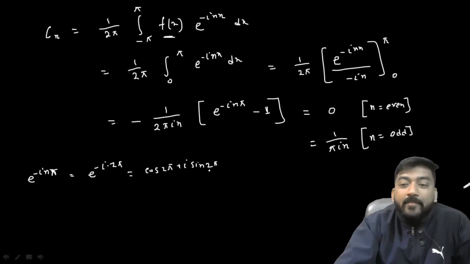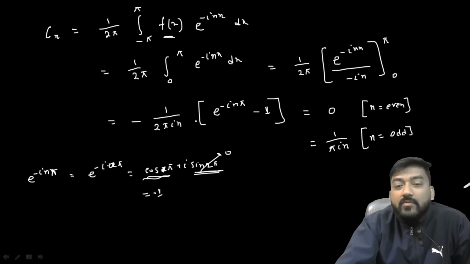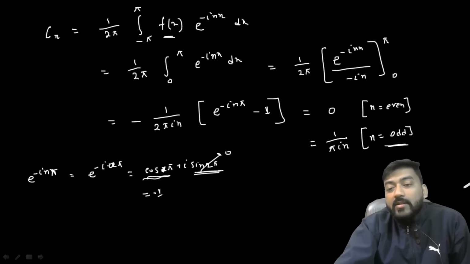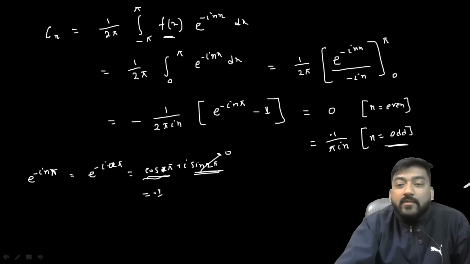if n is even, then this sin of all multiples of pi is 0, and this cos 2 pi will be 1. So it will be 1 minus 1. For all even values, it will be this. But for odd values, suppose pi, it will be cos pi plus i sin pi, and cos pi is minus 1, and sin pi is 0, so it will be minus 1. So for all odd values, you will get here minus 1. So minus 1 minus 1 will be minus 2, and this minus 2 and this minus 2 will cancel out. So it will be just 1 upon pi i n. Okay, so this is cn.